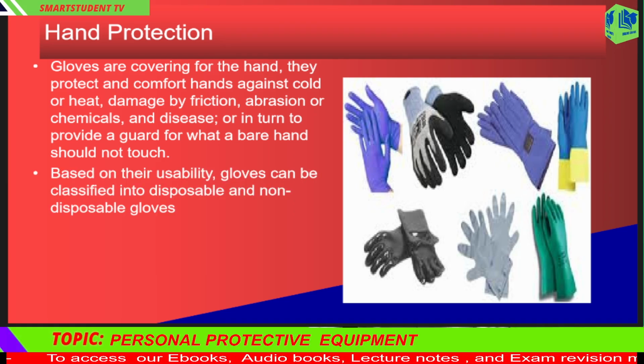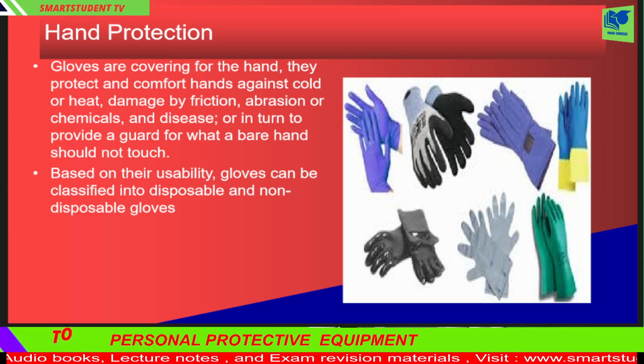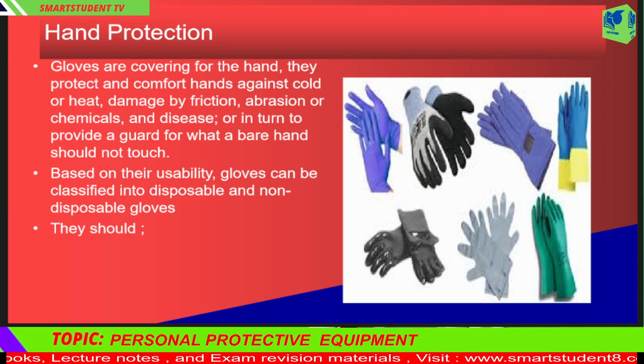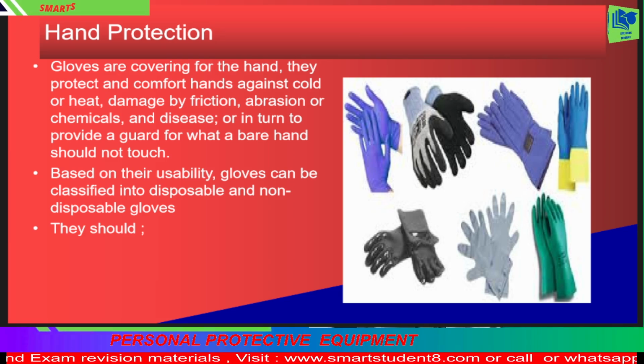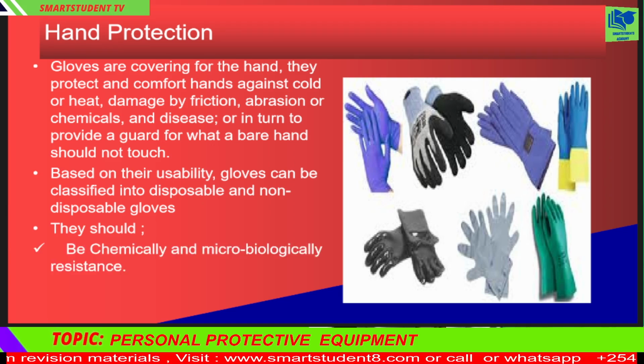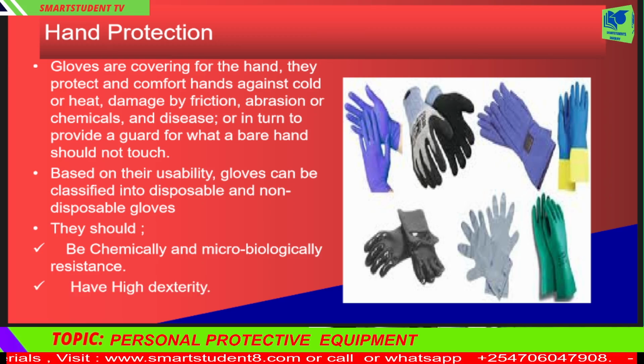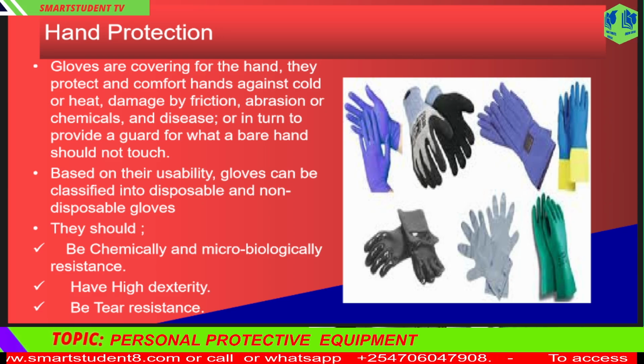Based on their usability, gloves can be classified into disposable and non-disposable gloves. Examples: nitrile, latex, heat-resistant gloves. They are worn snugly on hands, ensuring no gaps. They are used during chemical handling, sterilization processes, or heat-related experiments. They should 1. Be chemically and microbiologically resistant. 2. Have high dexterity. 3. Be tear resistant.